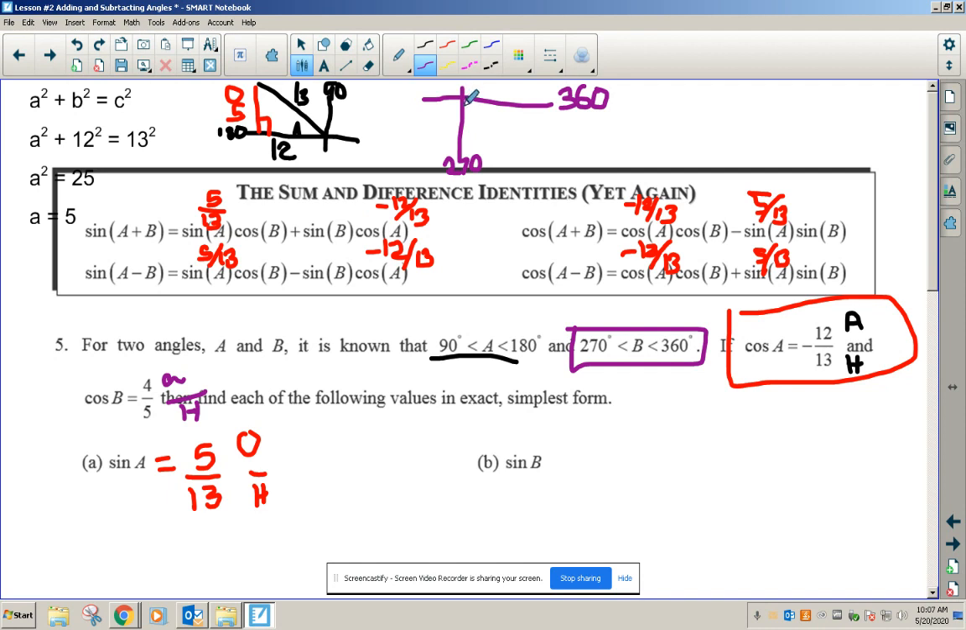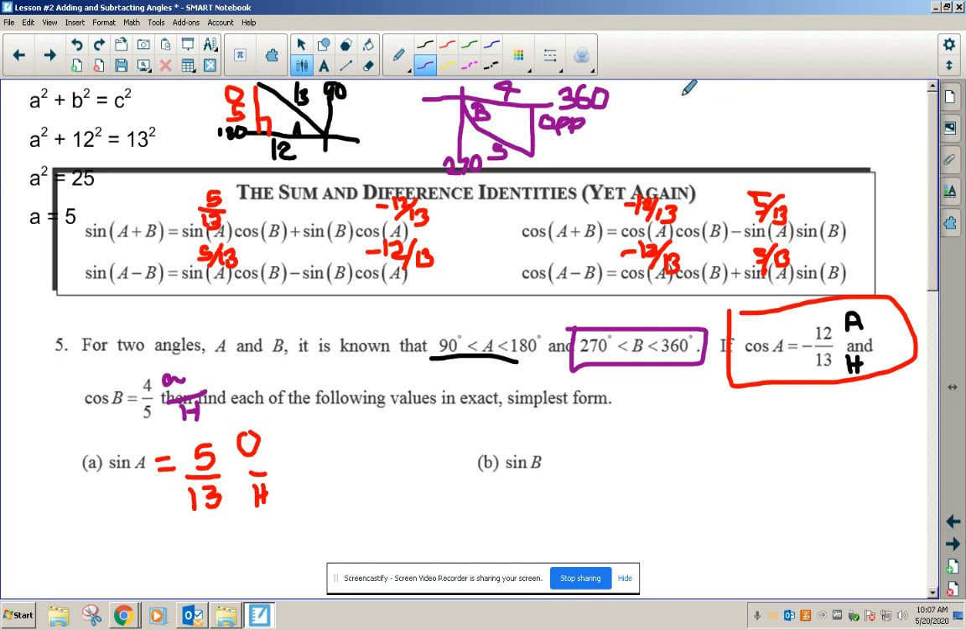So we draw angle B and make a right triangle. Here's B. The adjacent side is 4, and the hypotenuse side is 5. Now you have to find the opposite side, which is the altitude of this triangle.